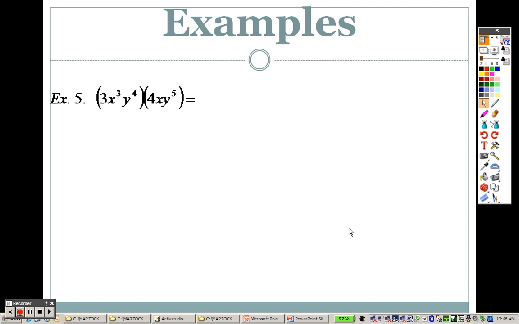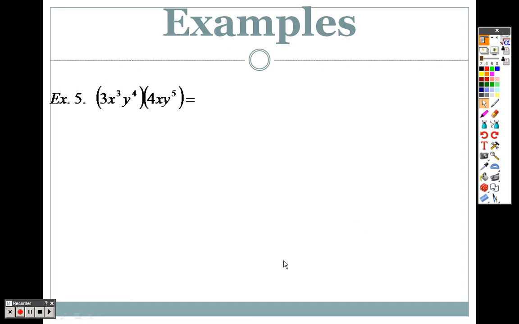Alright, continuing here with the prerequisite section 3 in Trig. We are now on example 5, and we are dealing with exponents and different laws of the exponents. So here's what I'm going to do. We're going to go through this piece by piece. The first piece, let's just worry about the numbers. Since this is multiplication, we have a 3 and a 4, so 3 times 4, which is 12.